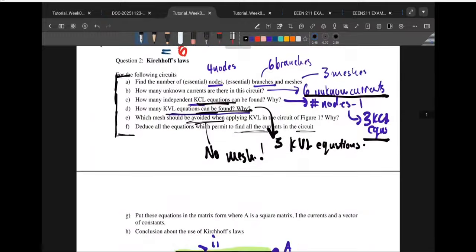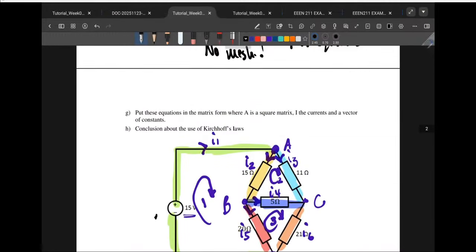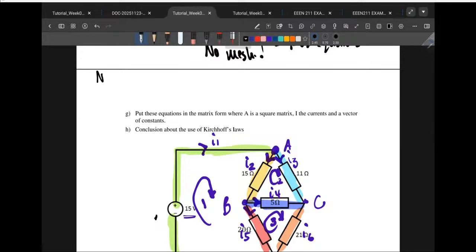At node A, what is going on? The current coming in, I1, should be equal to the currents going out subtracted: I1 minus I2 minus I3 is equal to 0.